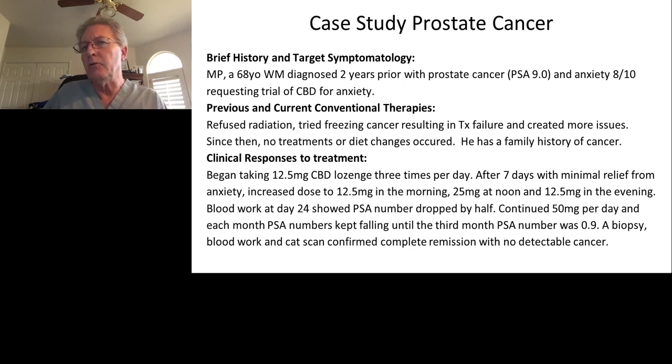Blood work at day 24 showed a PSA number that had dropped in half. He continued 50 milligrams a day, and each month PSA numbers kept falling until the 3rd month, where he had a PSA level of 0.9. They decided to do a biopsy and blood work and CAT scan and confirmed that this individual had a complete remission with no detectable cancer.